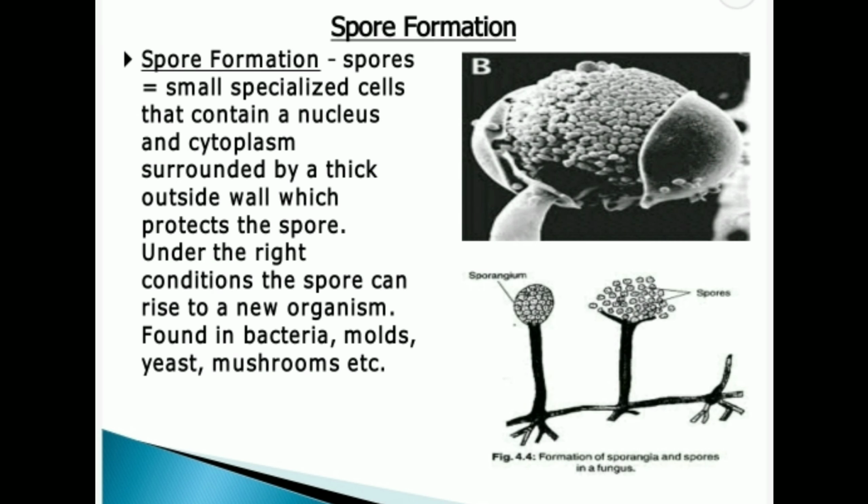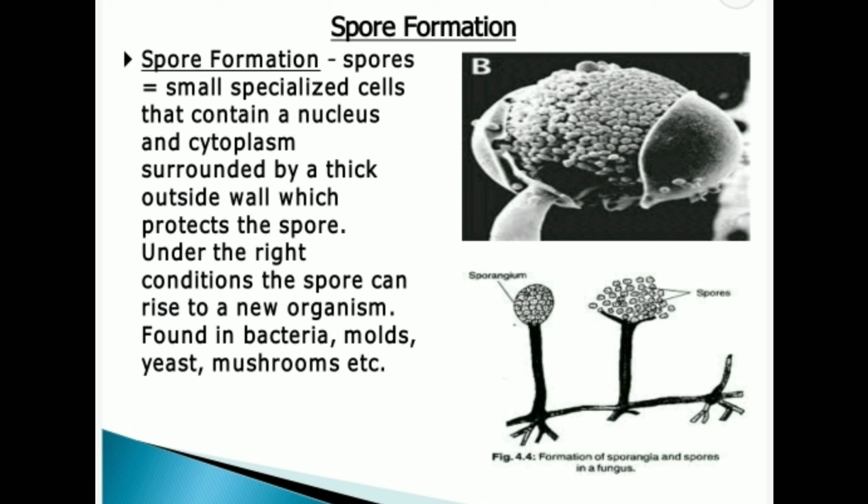The third type of asexual reproduction is spore formation. Spores are very small, microscopic, specialized cells that contain a nucleus and cytoplasm, and they are surrounded by a thick outside wall which protects the spore. Under the right conditions, the spores can give rise to a new organism, and many organisms form spores, like bacteria, molds, yeast, mushroom.